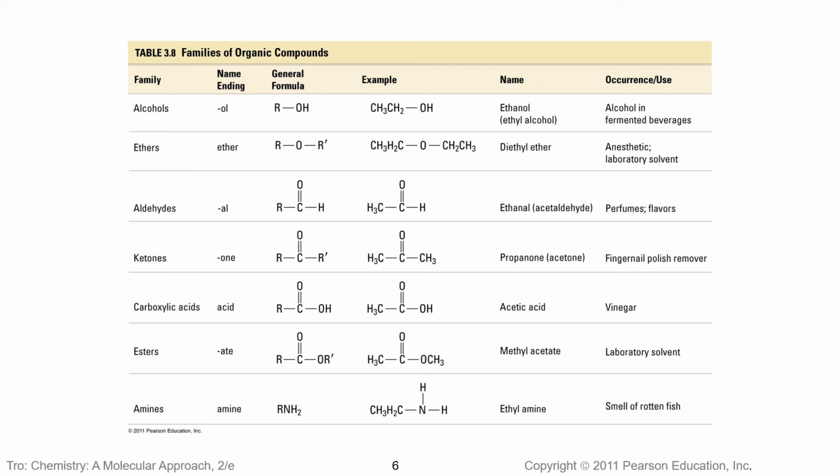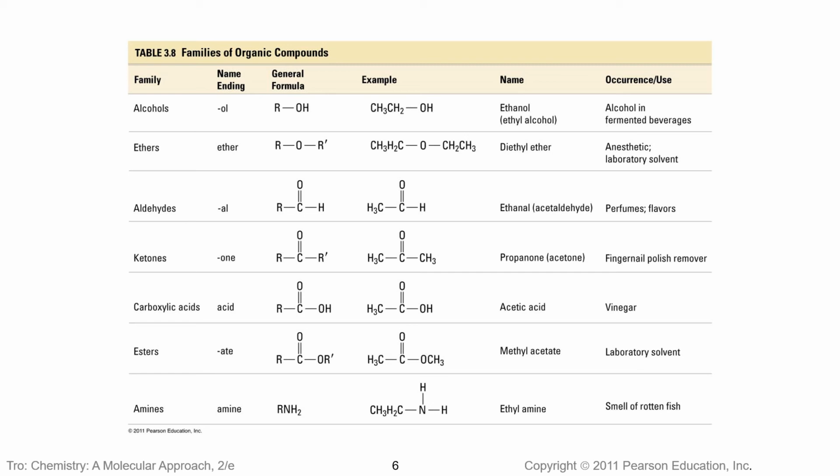Ethanol is 2 carbons long, eth. The AN represents the fact that there are all single bonds, and the OL ending tells us that it is an alcohol. Now, please note that this OH is not a hydroxide. It is bonded to the carbon, and we know this because they're all nonmetals. So this OH will not dissociate. It is attached to that carbon.